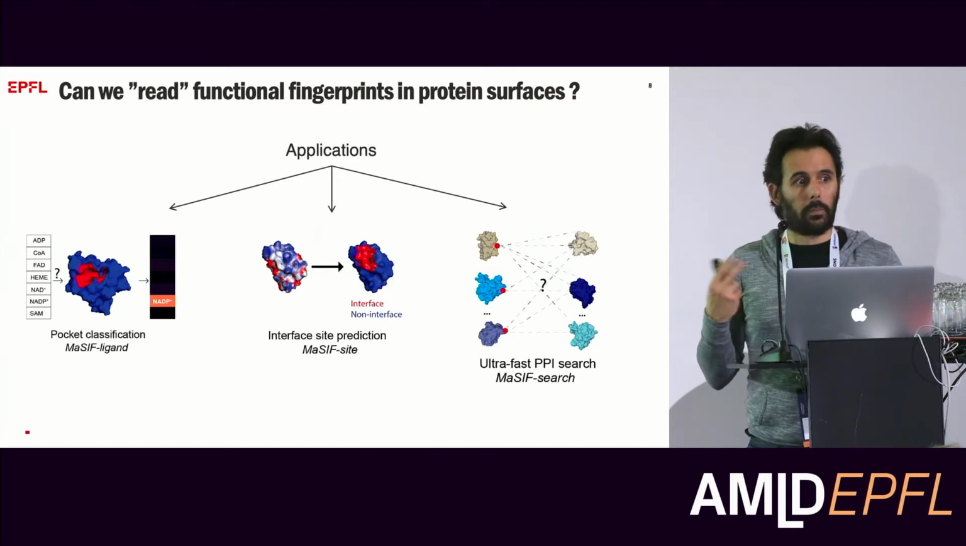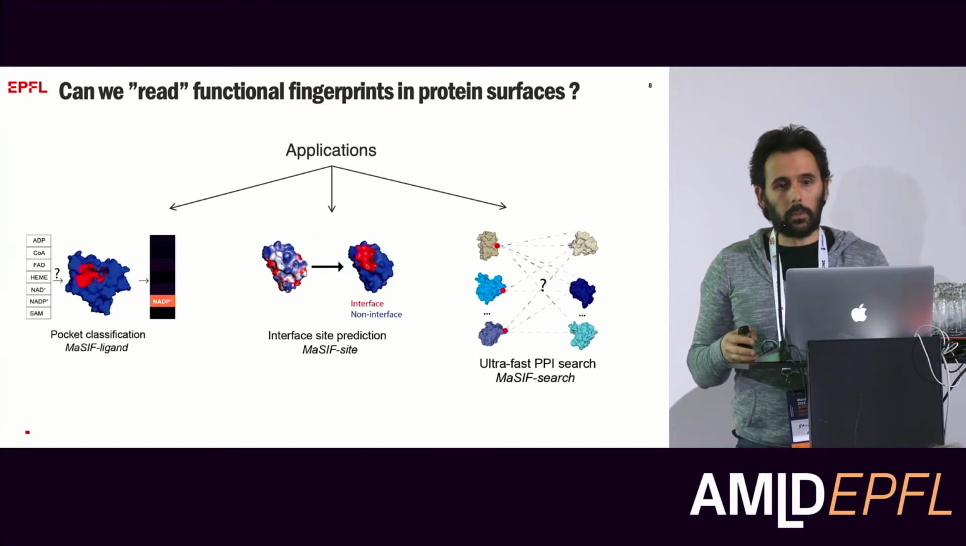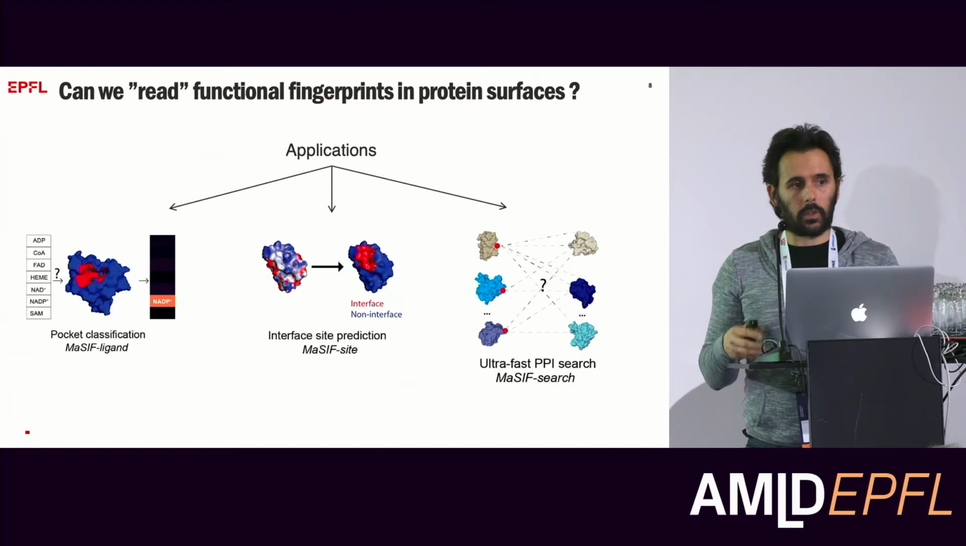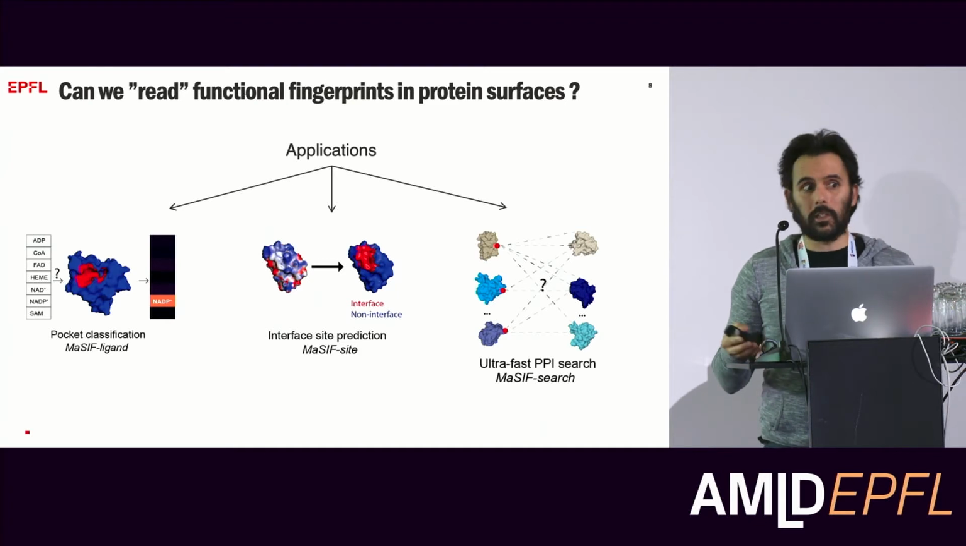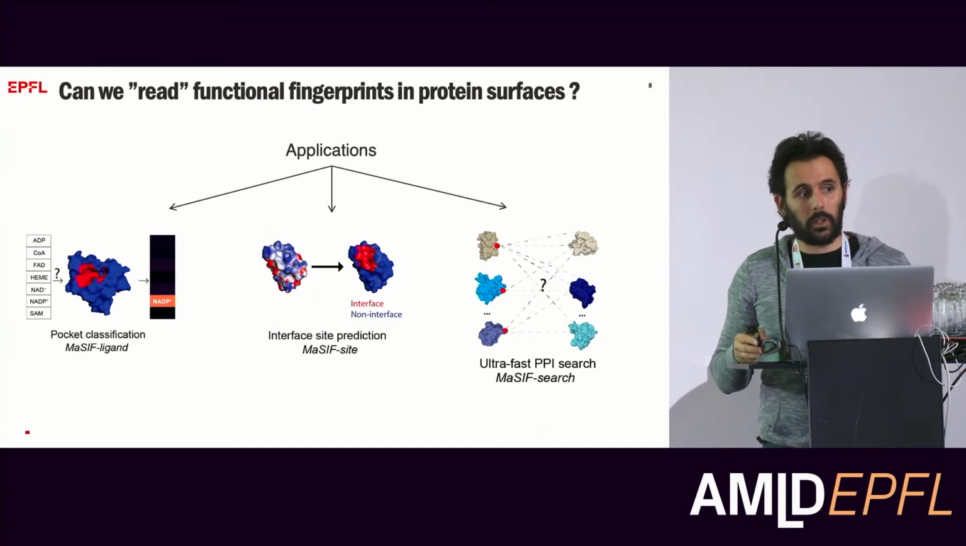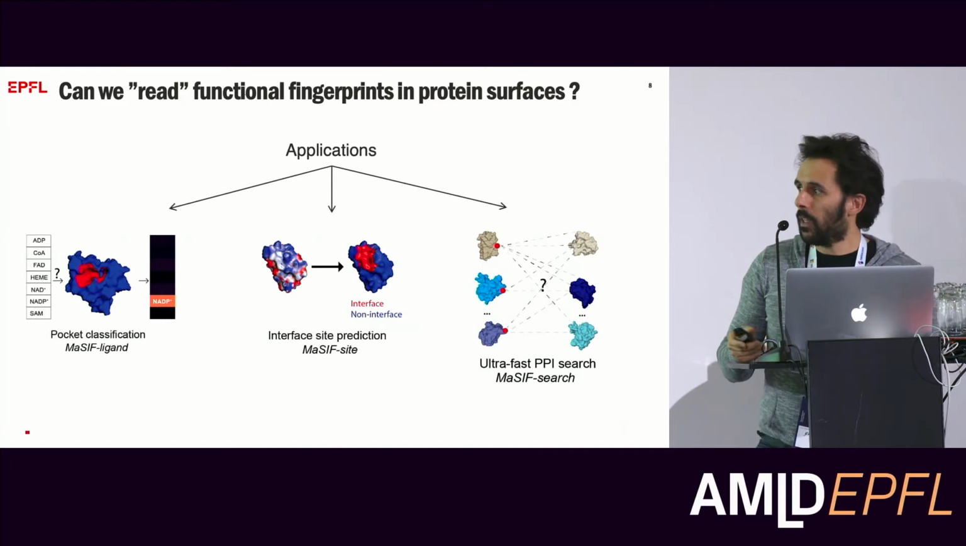So if you have a protein structure, can you actually predict which ligand this protein structure is going to bind to? You can imagine this is important to know what these proteins do in cells and which ligands maybe you would like to design in order to develop new drugs or things like that.